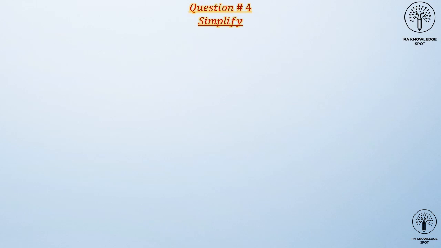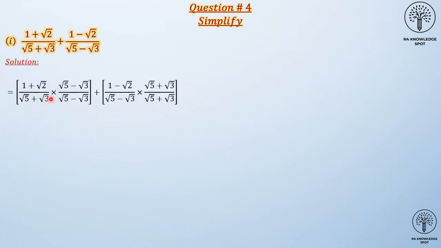Hello dear students, now we have to start question number 4. Here is question number 4 and we have to simplify it. The question is in front of you: 1 plus under root 2, over under root 5 plus under root 3. Okay students, just as we did in the previous question, we have to rationalize these first and then we will solve them further.